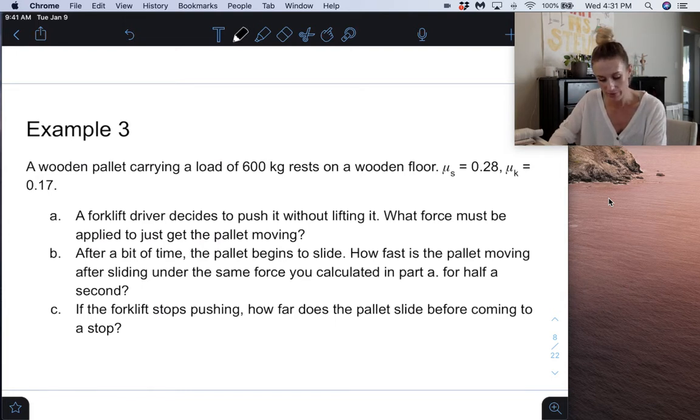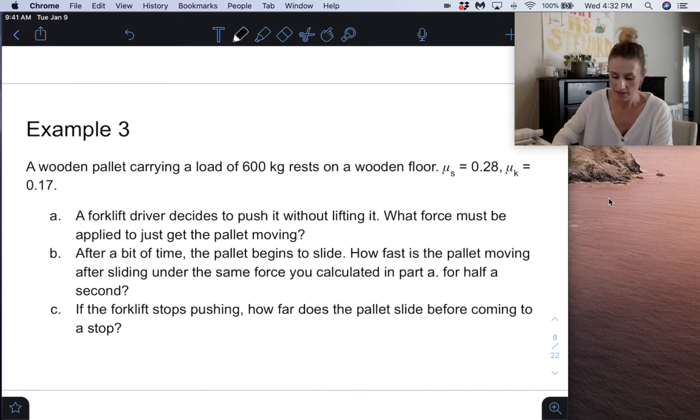Letter B says, after a bit of time, the pallet begins to slide. How fast is the pallet moving after sliding under the same force you calculated in part A for half a second? And then part C says, if the forklift driver stops pushing, how far does the pallet slide before coming to a stop? So let's concentrate on part A first.